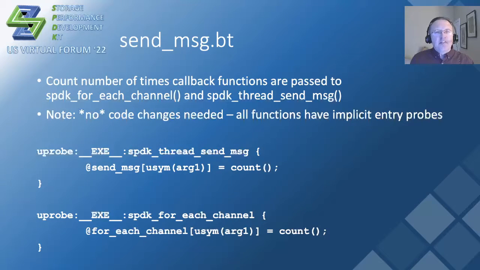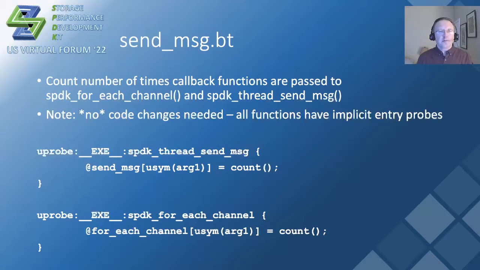So first, send_message.bt. BT is sort of our bpftrace file extension. And so you can see the code for that script right there inline. What it's basically doing is counting the number of times that a couple of our SPDK thread APIs are used. So in SPDK, we have spdk_thread_send_message. So we've got two SPDK threads. We want this thread to send a message to this other thread. And so we're going to count how many times that happened, and then also spdk_for_each_channel.